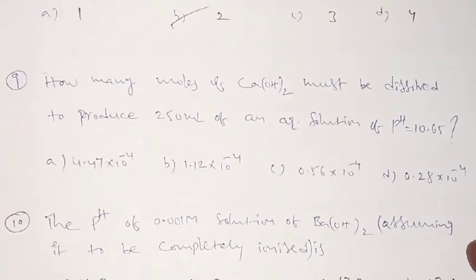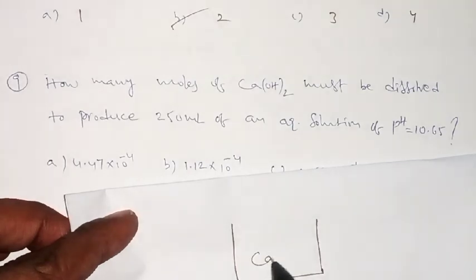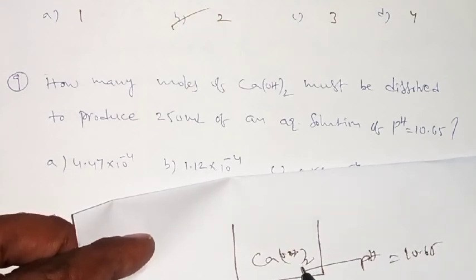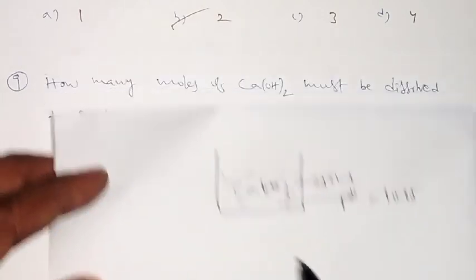Look at the next question. How many moles of Ca(OH)2 must be dissolved to produce 250 ml of an aqueous solution of pH equal to 10.65? See there, calcium hydroxide is dissolved in a solution. Here calcium hydroxide is present in this solution, its pH equal to 10.65 and it contains 250 ml. So this is the rough idea about the given question.